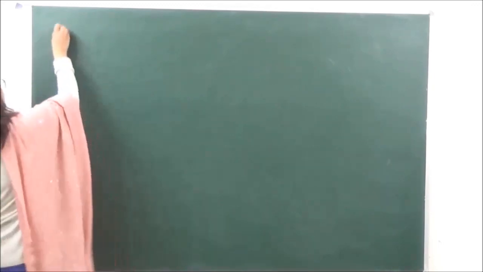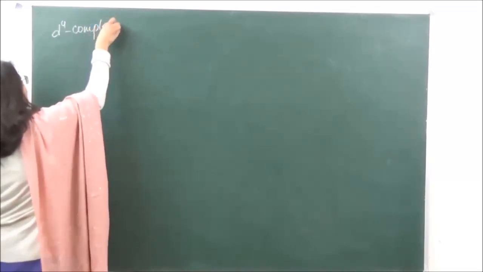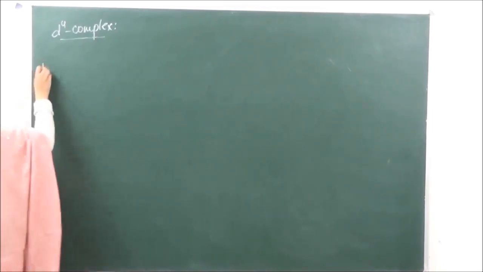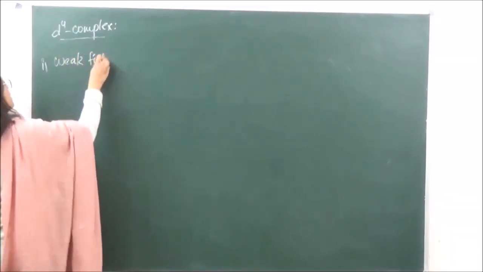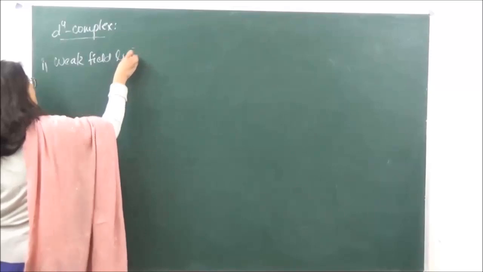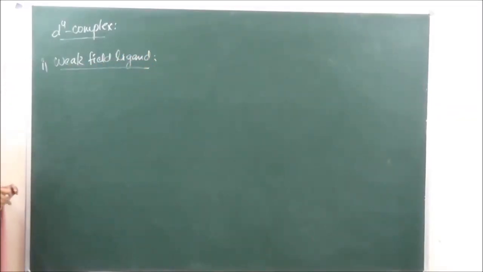So we're talking of complexes of the type d4, which means it has 4 electrons in the d orbitals. First of all, we are going to take the distribution if the ligand is a weak field ligand. So we know that the weak field ligand is going to cause less splitting.